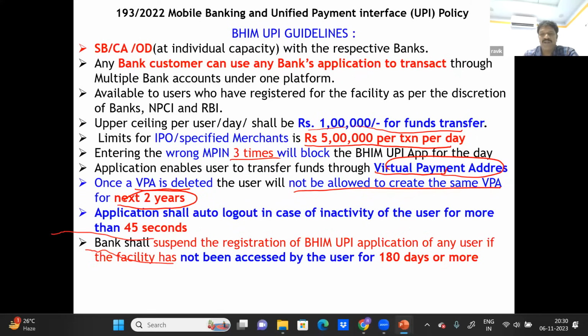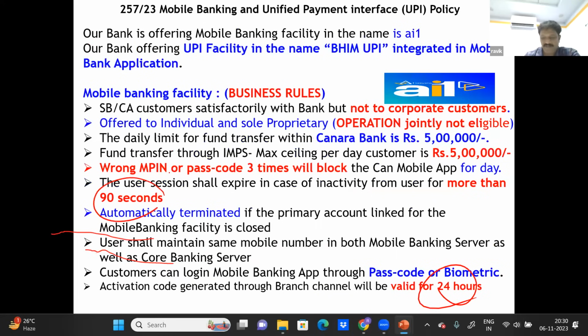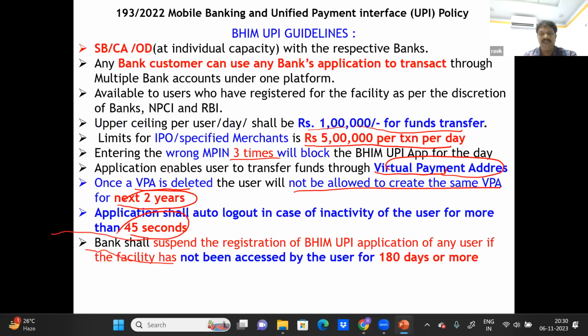Application shall log out in case of inactivity of the user for 45 seconds. You see, sir, here it is 90 seconds. A1 is 90 seconds, the main app. If you go inside UPI, it is only 45 seconds, 50% of the time.